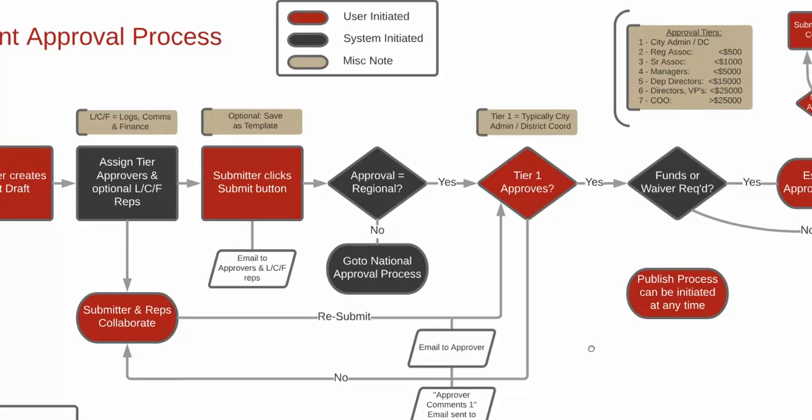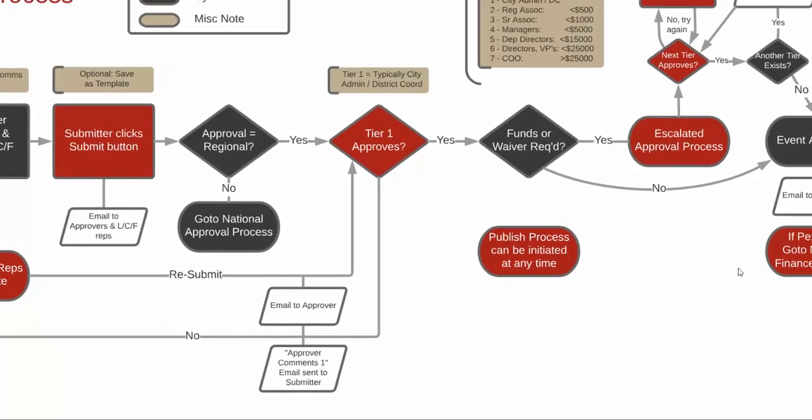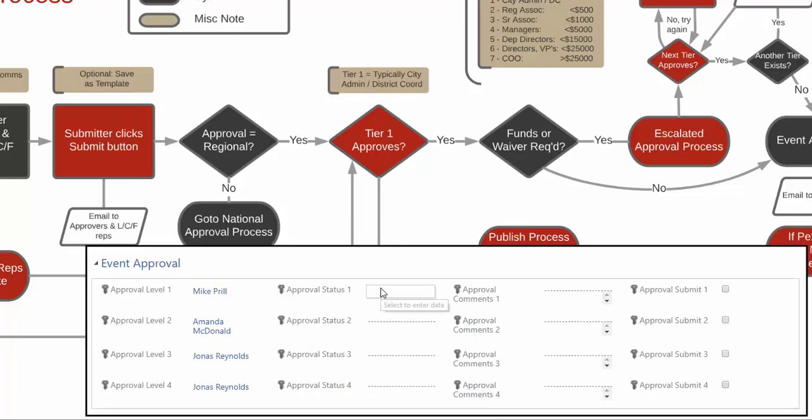If it's set to regional, then it's going to be on the Tier 1 approver to take the event to the next step. So the Tier 1 approver was emailed back here, and so the email that they'll get has a link to the event inside of the VMS and basically tells them, hey, go check out this event, see if you want to approve it. The Tier 1 approver is typically going to be a city admin, district coordinator, probably a volunteer leader, and usually they would not have the ability to approve any type of funding, as those are set aside for different approval tiers.